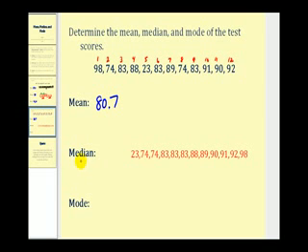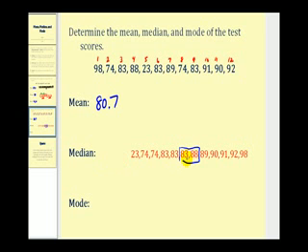To find the median, we first have to put the data in order from least to greatest. I've already done that here in red. And now we need to determine the number or numbers in the middle. Well, now because we have an even number of data items, there will be 2 numbers in the middle. 83 and 88 are both in the middle because there are 5 values above those 2 numbers and there are 5 values below those 2 numbers.